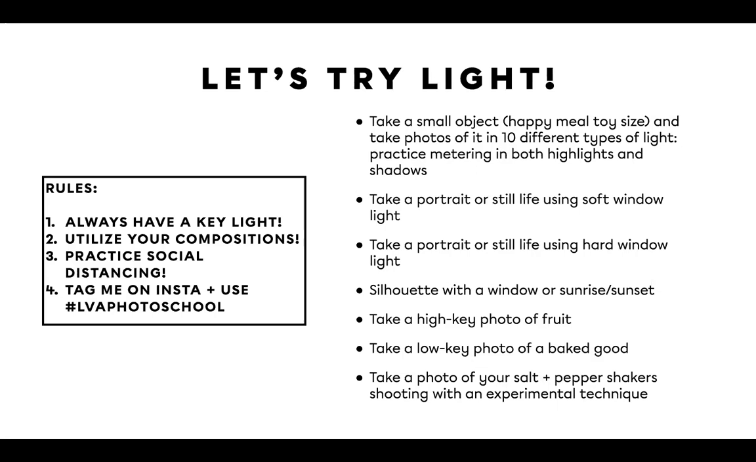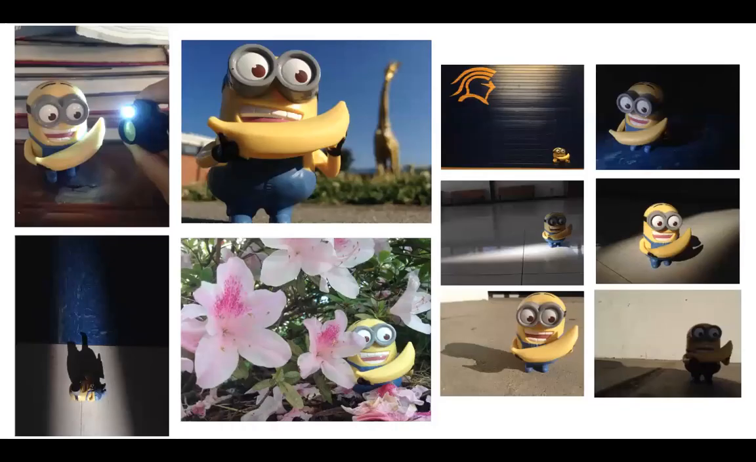Take a small object, like Happy Meal toy size, and I want you to take photos of it in 10 different types of light. While you're doing this, practice metering in both your highlights and your shadows. Here's an example of that. This is my minion. My minion has been photographed in many different types of light. But have fun with it. Be carefree with it. Explore with it. Know that you cannot do this wrong, because the more you shoot and the more different types of light you're placing this object in, the more you're going to learn to start seeing light.